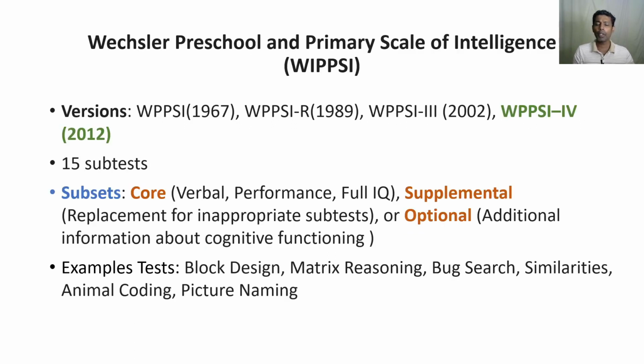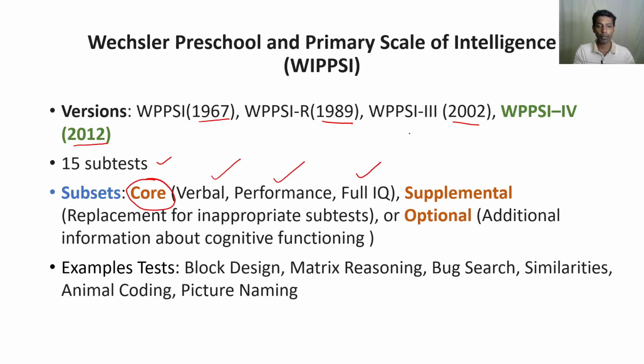So when you look at the first one, WPPSI, the Preschool and Primary Scale of Intelligence. The initial version was in 1967, then a revision came in 1989, then the third version was released in 2002, and the fourth version in 2012. I'm not aware of a WPPSI fifth version. Now the scale has 15 subtests. Some of them are core subtests, which will give you verbal IQ, performance IQ, and full IQ.